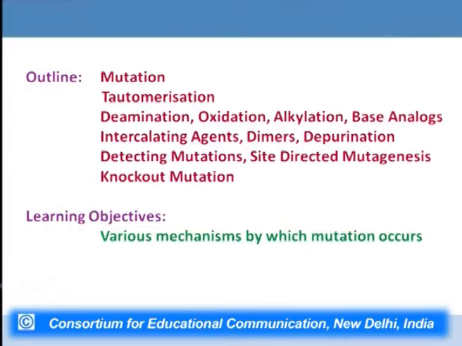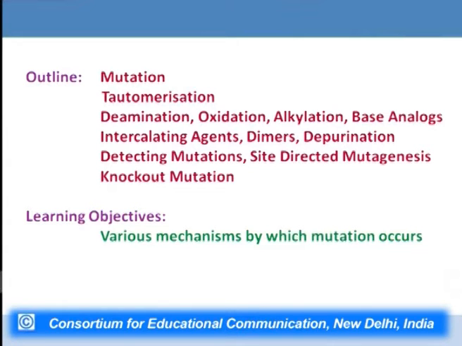Also, I'll be talking about how the mutations can be detected, and a small description of site-directed mutagenesis, how we can induce mutation at a specific region and in specific genes, and analyze how that particular mutation is changing the phenotype, and a small description of knockout mutation, how knockout mutations are created and what effect they have.